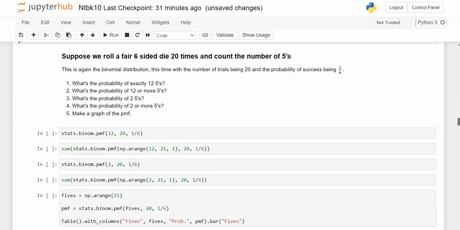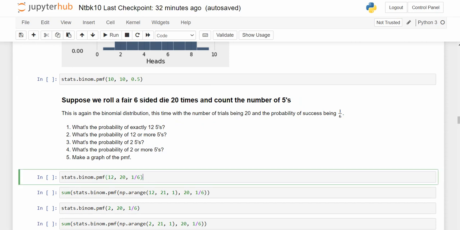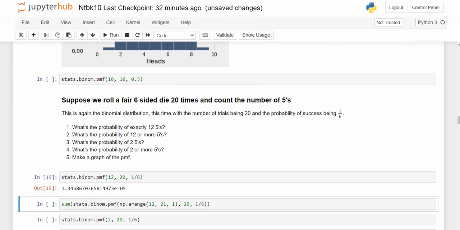And we do the same thing with a fair die that's rolled 20 times and count the number of fives. Again, we're always using number of successes, number of trials, probability of success. And so the probability of getting exactly 12 fives is 1.3458 times 10 to the negative fifth. That's essentially 0. But that makes sense because there are a lot of different things that can happen. We're asking what's the probability of getting 12 fives out of 20 dice rolls? And it's not that good.